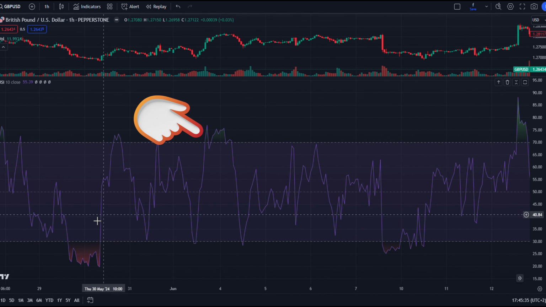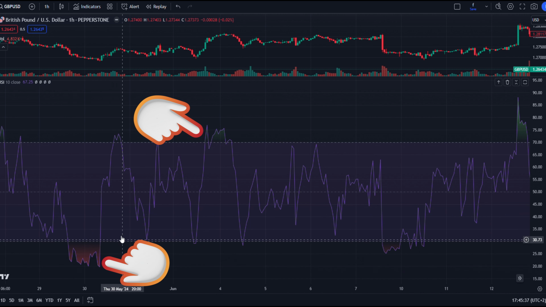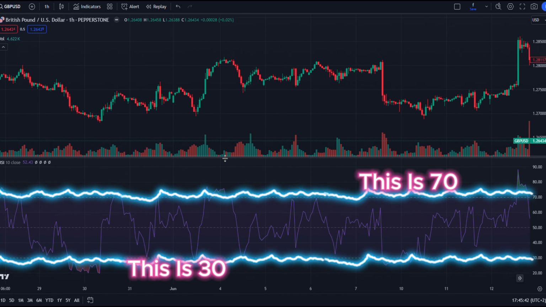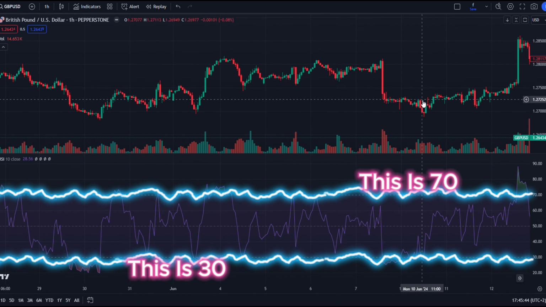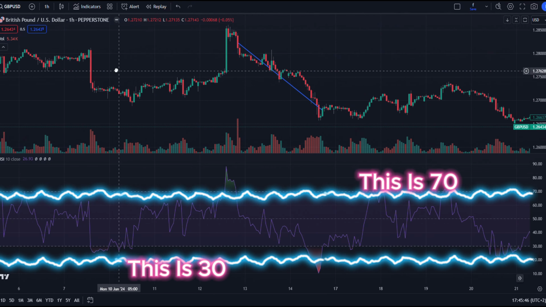RSI values help identify overbought and oversold conditions. When the RSI is above 70, it suggests that the asset might be overbought. When it's below 30, it indicates that the asset might be oversold.